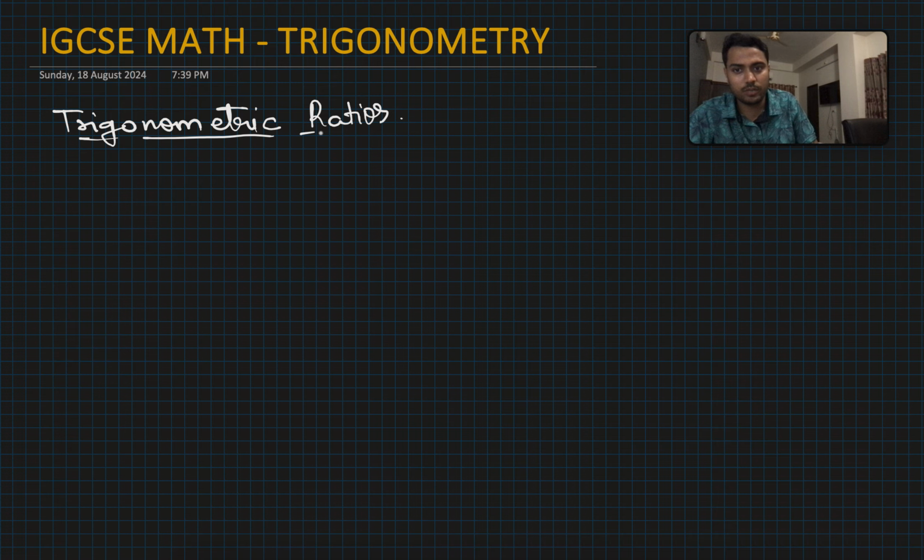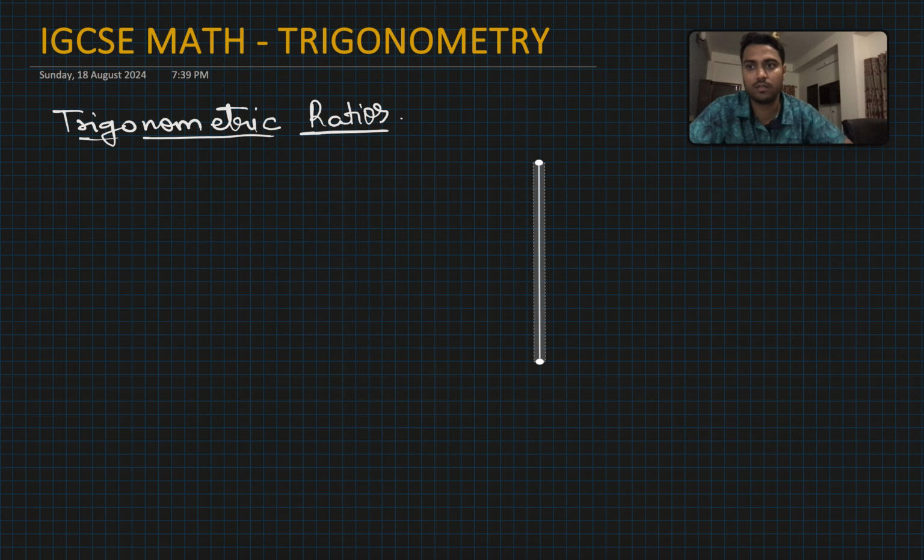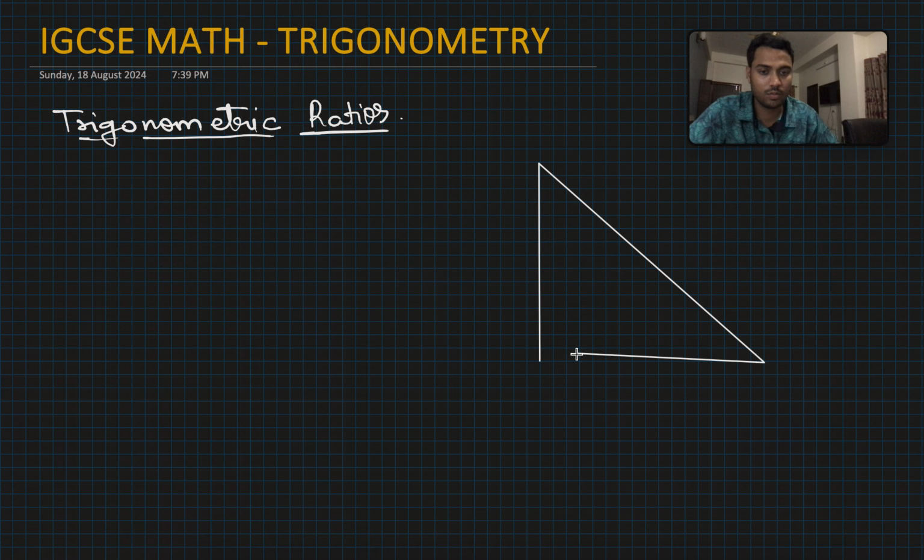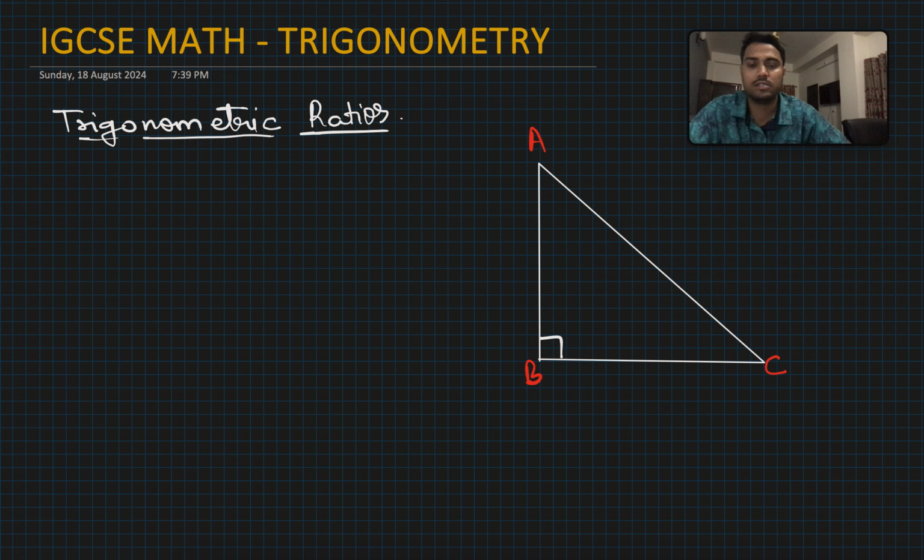Trigonometric ratios are applicable only for right angle triangles. So let us sketch a right angle triangle, and we can label it and mark it as, let's say, A, B and C. This is a right angle triangle, and the reference angle, let's say, is theta given to us.